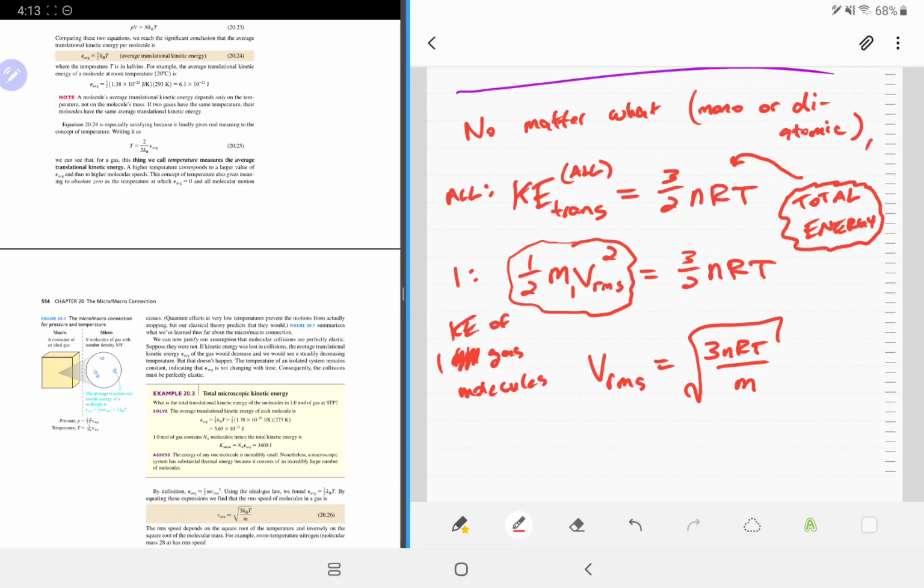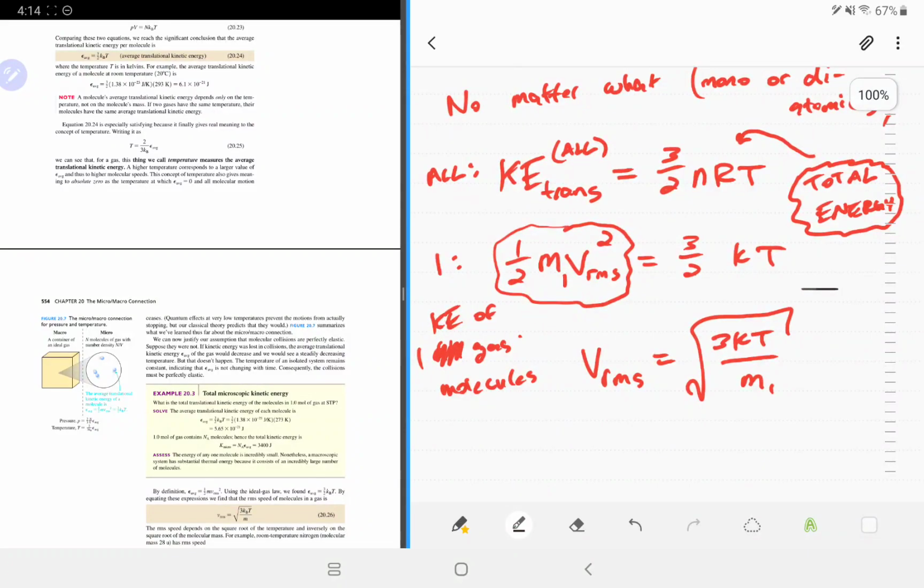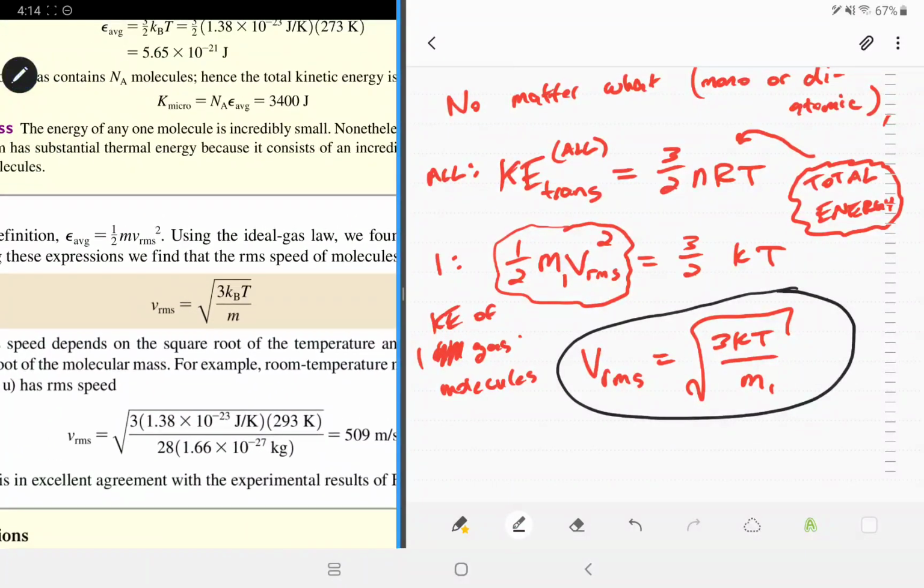And then now remember this nR was capital N times k for all the gas molecules. But if we're not talking about all of them, if we're only talking about one, we can just remove that N right there. So for one gas molecule, if this is the mass of one gas molecule, this equation is going to simplify to the square root of 3kT over the mass of one molecule. And this is exactly the result that your book proves. Okay, so this one right here is what you'll see in the book.